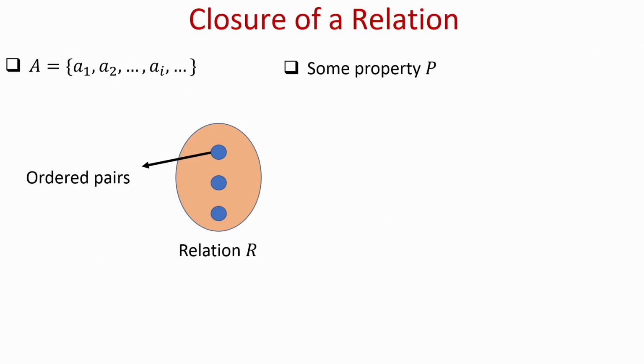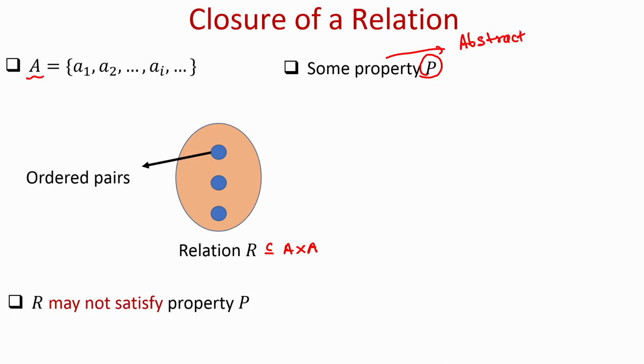Okay. Next, let us define what we call the closure of a relation. So, what do we mean by this? Imagine you are given a set A, that may be finite or infinite, and you are given a relation R over the set A. That means, the relation R is a subset of A cross A, and I have some abstract property P. I am interested to check whether the relation R over the set A satisfies this property P or not.